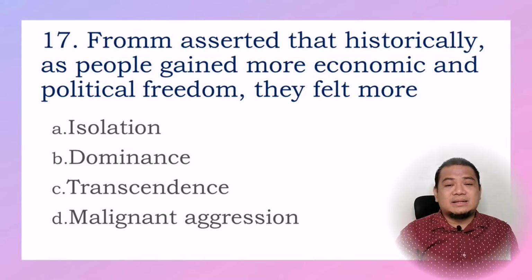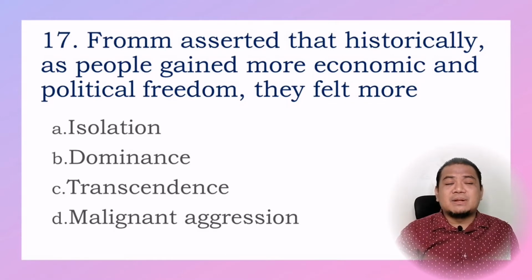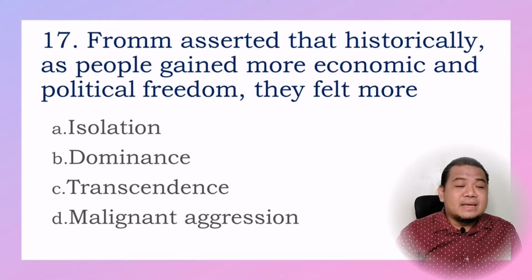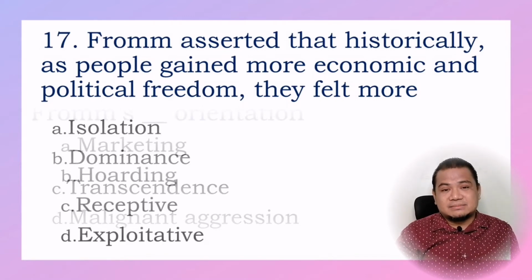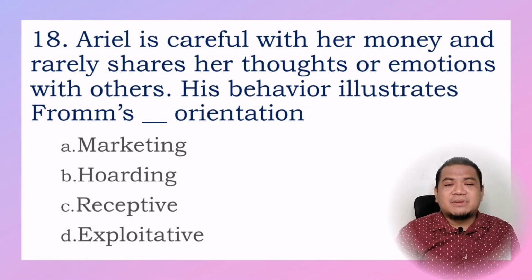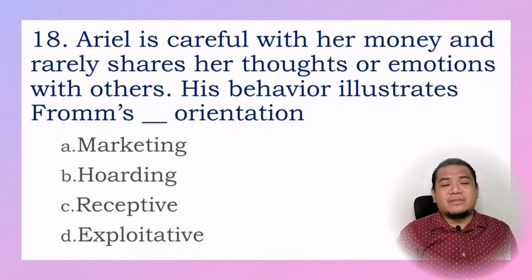Number 17. Fromm asserted that historically, as people gained more economic and political freedom, they felt more: A. Isolation. B. Dominance. C. Transcendence. Or D. Malignant aggression.